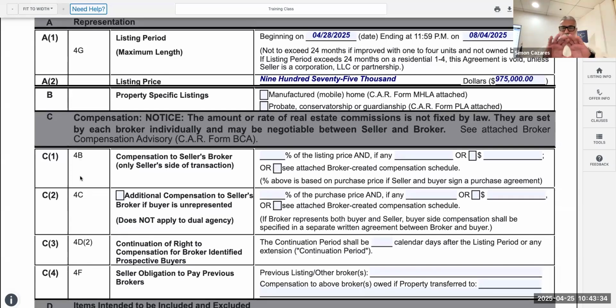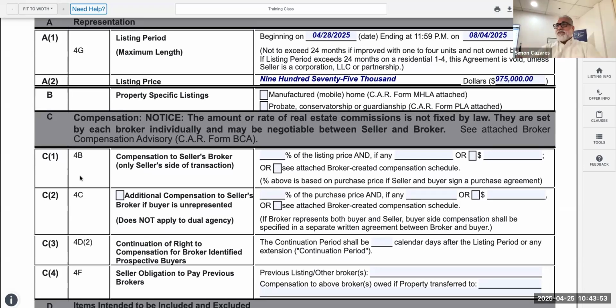It's shaded in gray, and it says the following, that the amount or rate of real estate commission is not fixed by law. Okay. So one, the amount or the rate is not fixed, meaning whatever you and the seller agree to, right? It's between you and them.